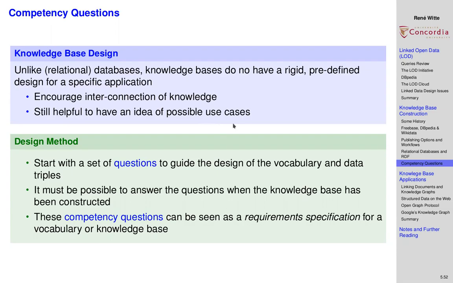So that's the core idea of a design methodology that's called competency questions. Essentially, what you do is you start writing down a number of questions that your knowledge base, your knowledge graph has to be able to answer. So the steps are basically first, you think of a number of questions. I'll show you some examples in a minute. And then if you design the knowledge base properly, it has to be possible to answer these questions. So as a software design, software engineering methodology, you can understand them as kind of the requirement specification for the knowledge graph.